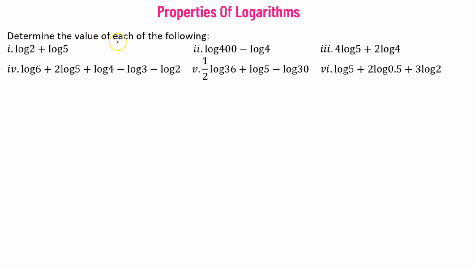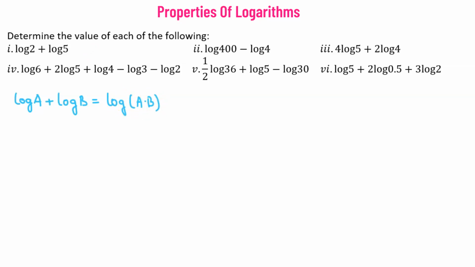Let's work on these problems based on the fundamental laws of logarithm. We'll begin with the first question. We have log of 2 plus log of 5. Here we are going to use the property that when we have log of a added to log of b, that equals log of a times b.